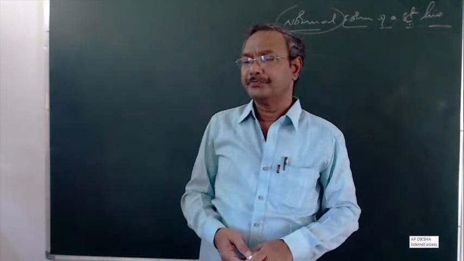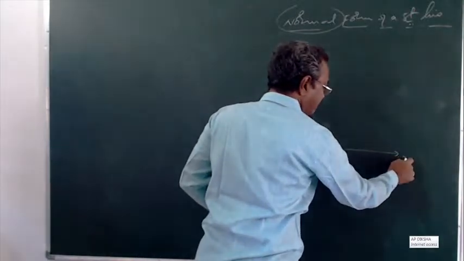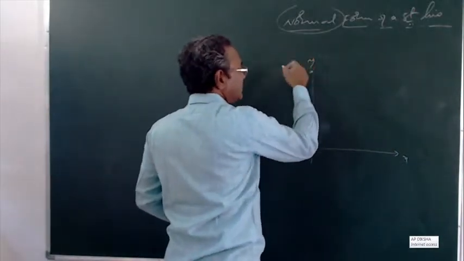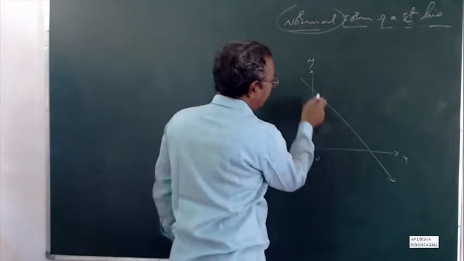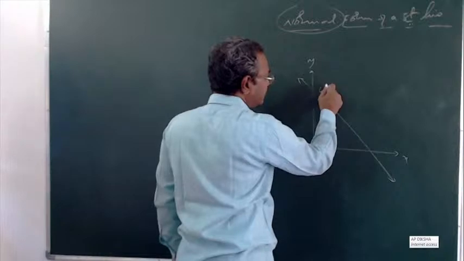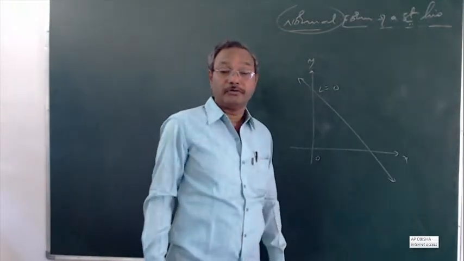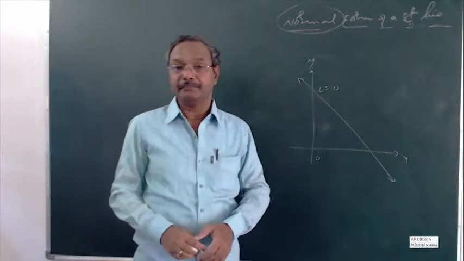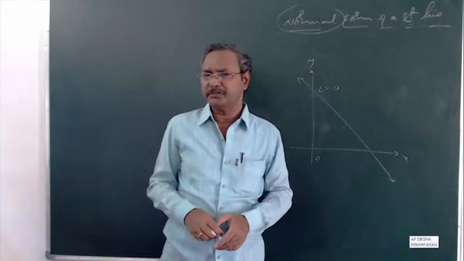That's simple. So look at this diagram. This is the x-axis. This is the y-axis. This is the origin. Suppose this is the straight line L equal to 0. So, to find the equation of this straight line, you need two hints. Why the two hints?